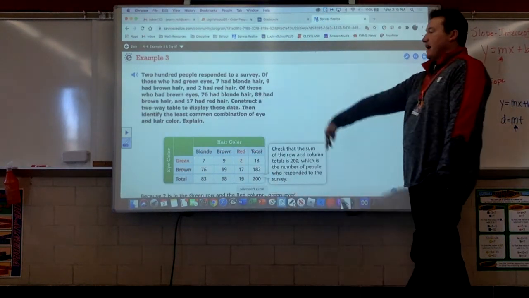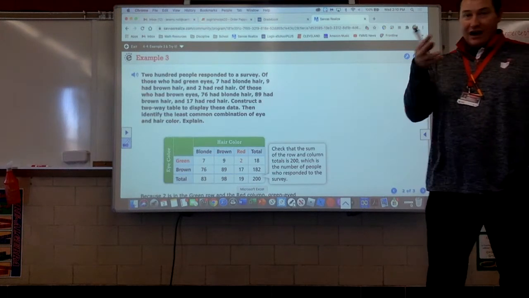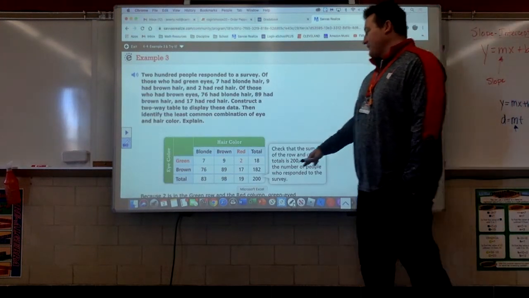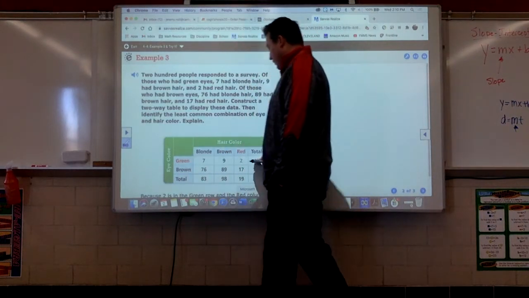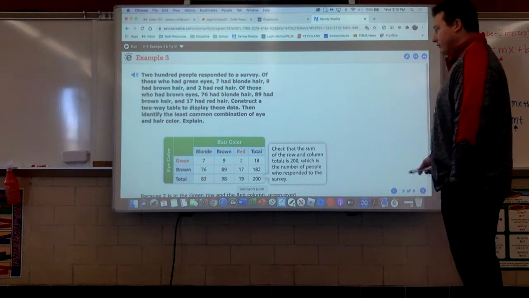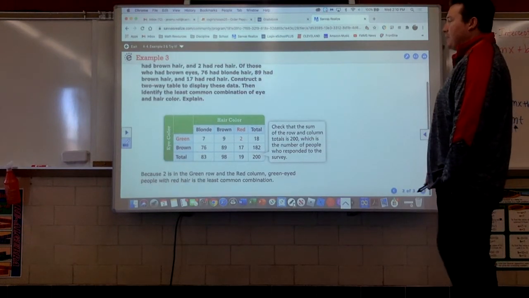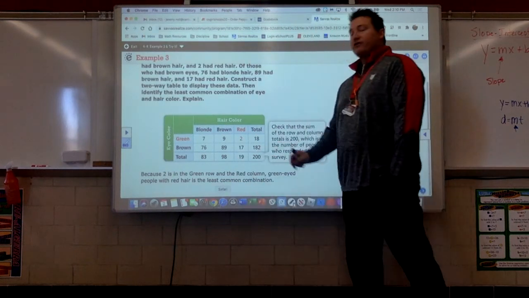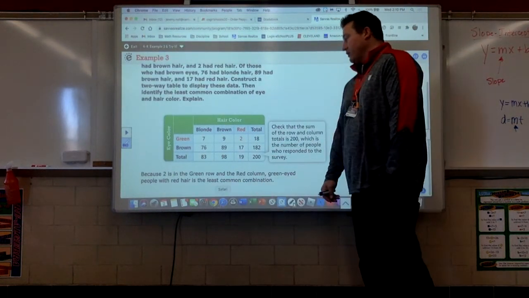What's the least common combination of hair and eye color? So in other words, we're looking for the smallest number. And we find that right here in the green row, or the red column, whatever you prefer. There's our combination of the least common. Only 2 people out of 200 have this combination.